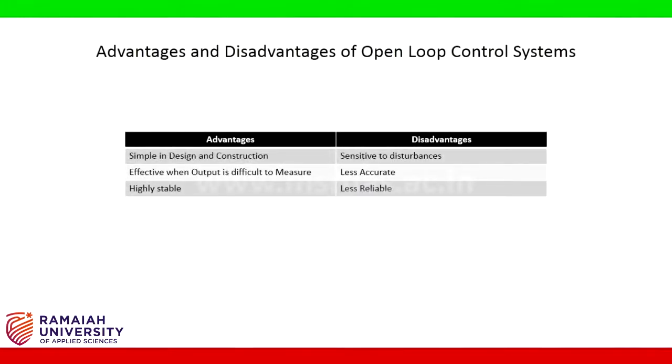Open loop systems are simple in design and construction. These are effective when the output is difficult to measure and are highly stable, but sensitive to disturbances, less accurate and reliable.